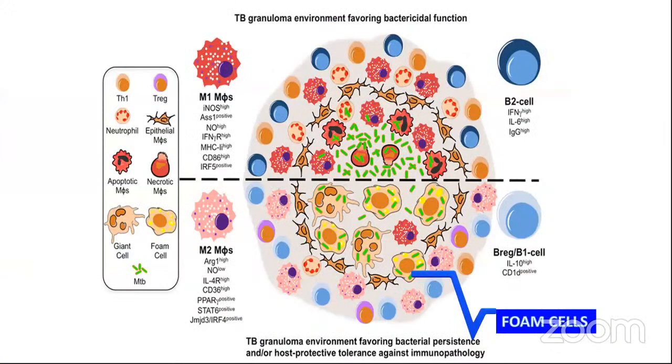So if we consider the schematic, we see that in a TB granuloma environment which is favoring bactericidal function versus a tuberculous granuloma that favors bacterial persistence, we see the presence of foam cells. If this half of the schematic is representing the TB granuloma environment that favors bactericidal function, you can have the macrophages, we see epithelioid cells, inflammatory cells, but in this half, where there is bacterial persistence and the mycobacteria are actually surviving, it is because of the formation of foam cells here. And these foam cells are the ones that are responsible for allowing organisms to survive.